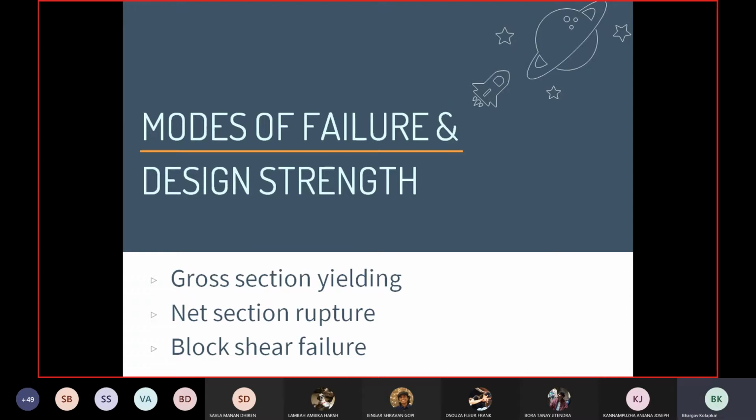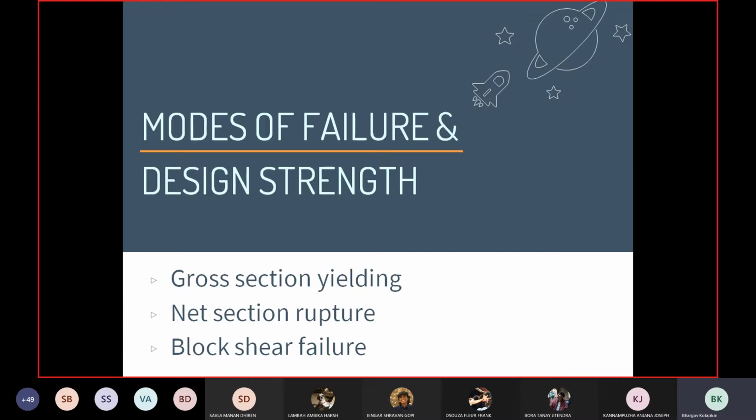Okay. Now, when we say design a tension member, what do we exactly mean? What we mean is that we should make sure that it should not fail by either of these. So how do we do that? First we start with mechanism number one, that is cross section yielding. We find out the force at which cross section yielding might occur. Let us call it T1. Then we consider net section rupture, and we find out the force at which this might occur. Then we calculate T2. And finally, we consider block shear failure, and we find out the force at which that will occur. Let us call it T3.